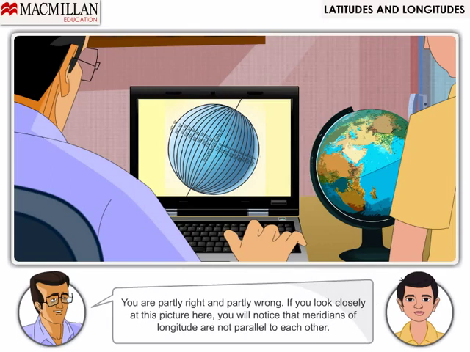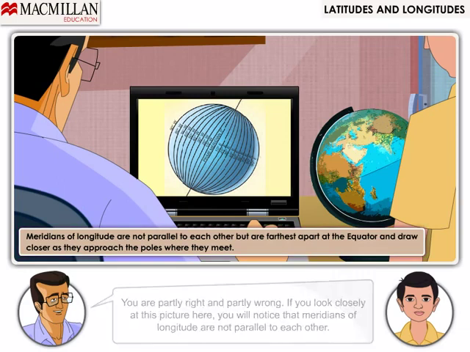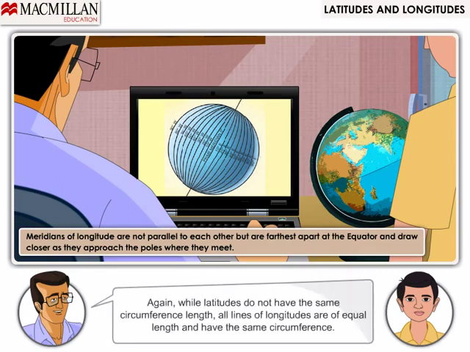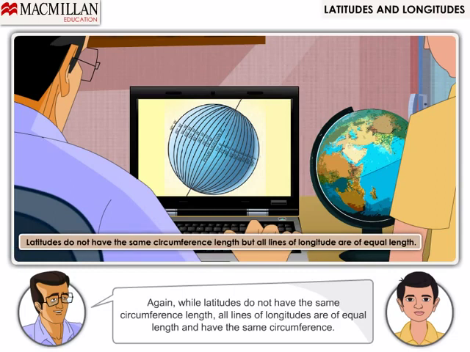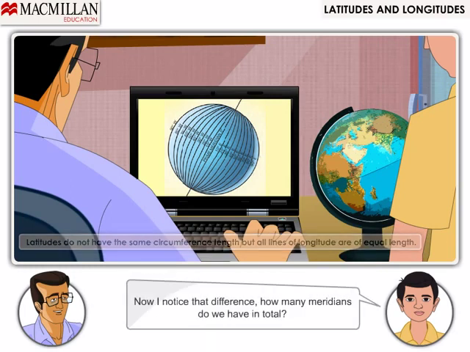If you look closely at this picture here, you will notice that meridians of longitude are not parallel to each other. They are farthest apart at the equator and draw closer as they approach the poles where they meet. Again, while latitudes do not have the same circumference length, all lines of longitude are of equal length and have the same circumference. Now I notice that difference.